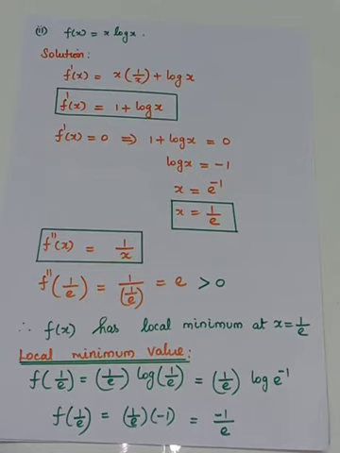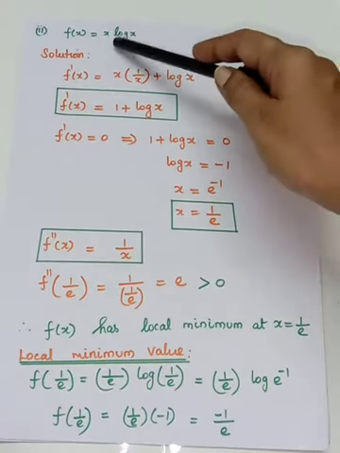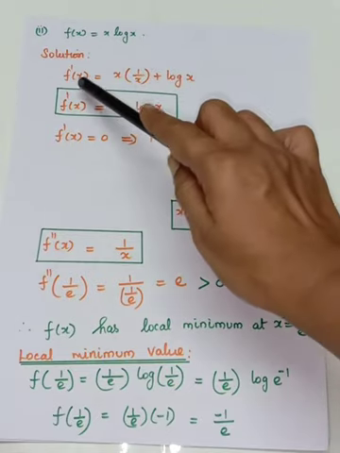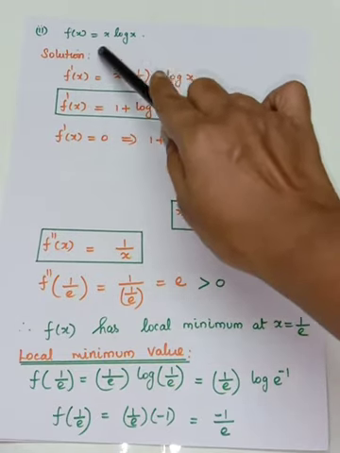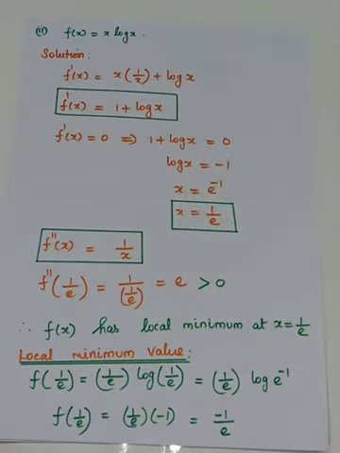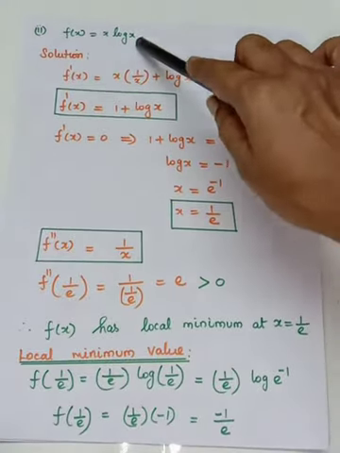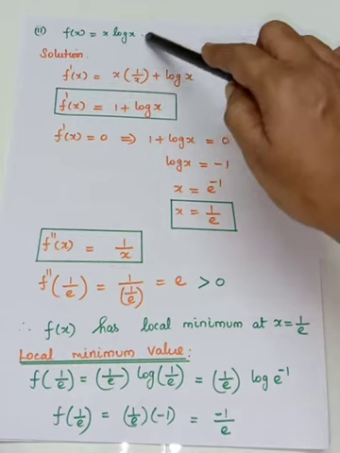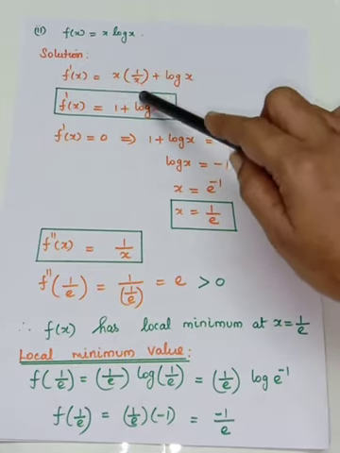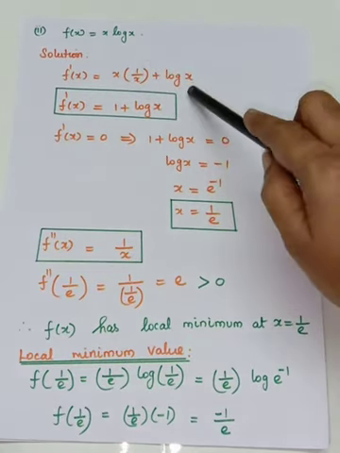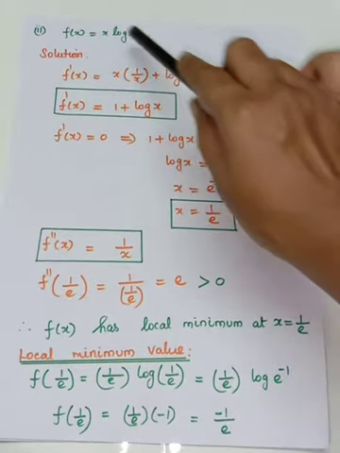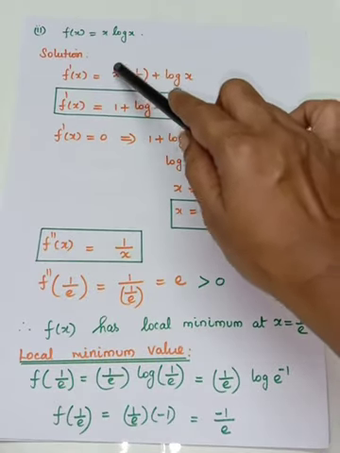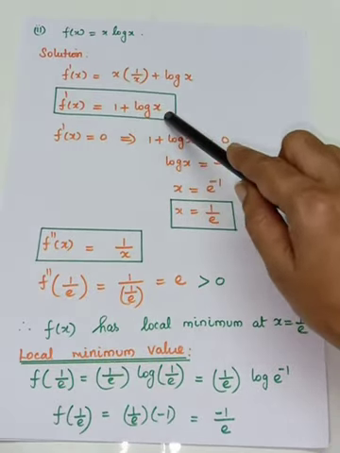Come to the second problem. F of x is equal to x log x. First step, you have to go for the first derivative, so you differentiate with respect to x. Here it's a product of two terms, so you have to use the product rule. Take the x as it is, and the differentiation of log x is 1 by x, plus log x has to be kept as it is, and the differentiation of x is 1. So this x and x get cancelled, and you get 1 plus log x.